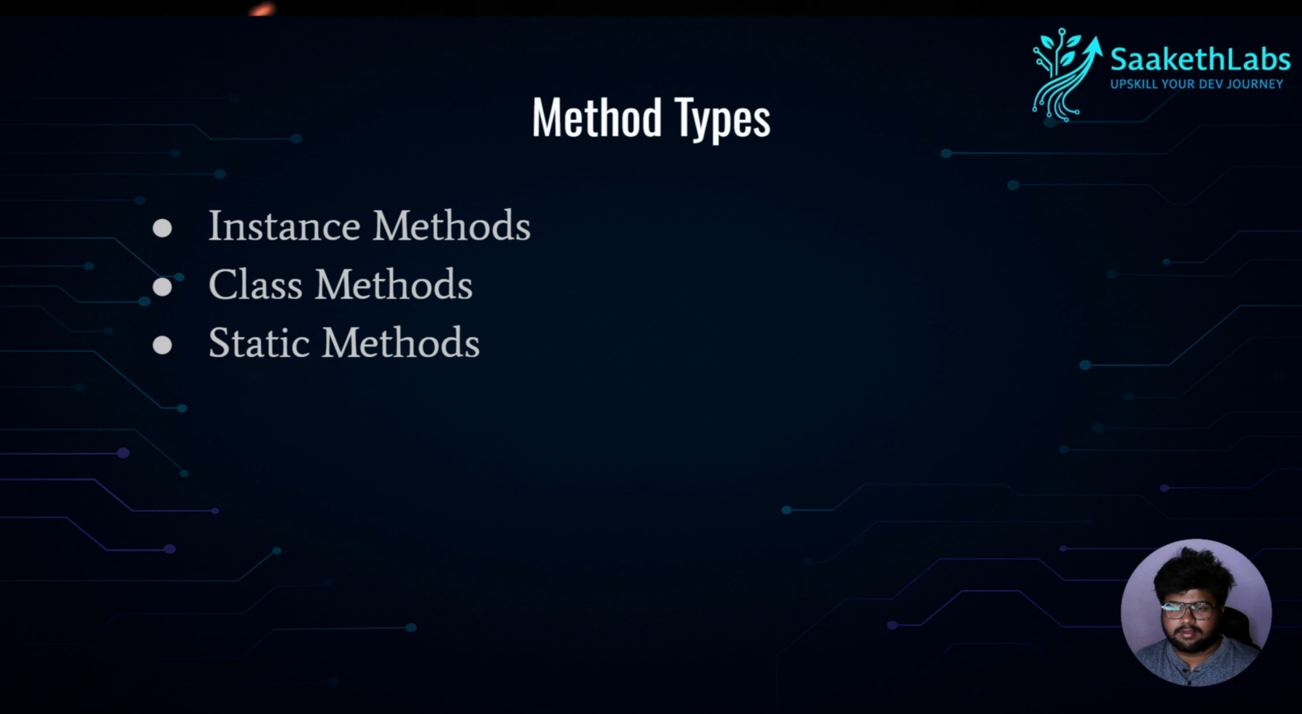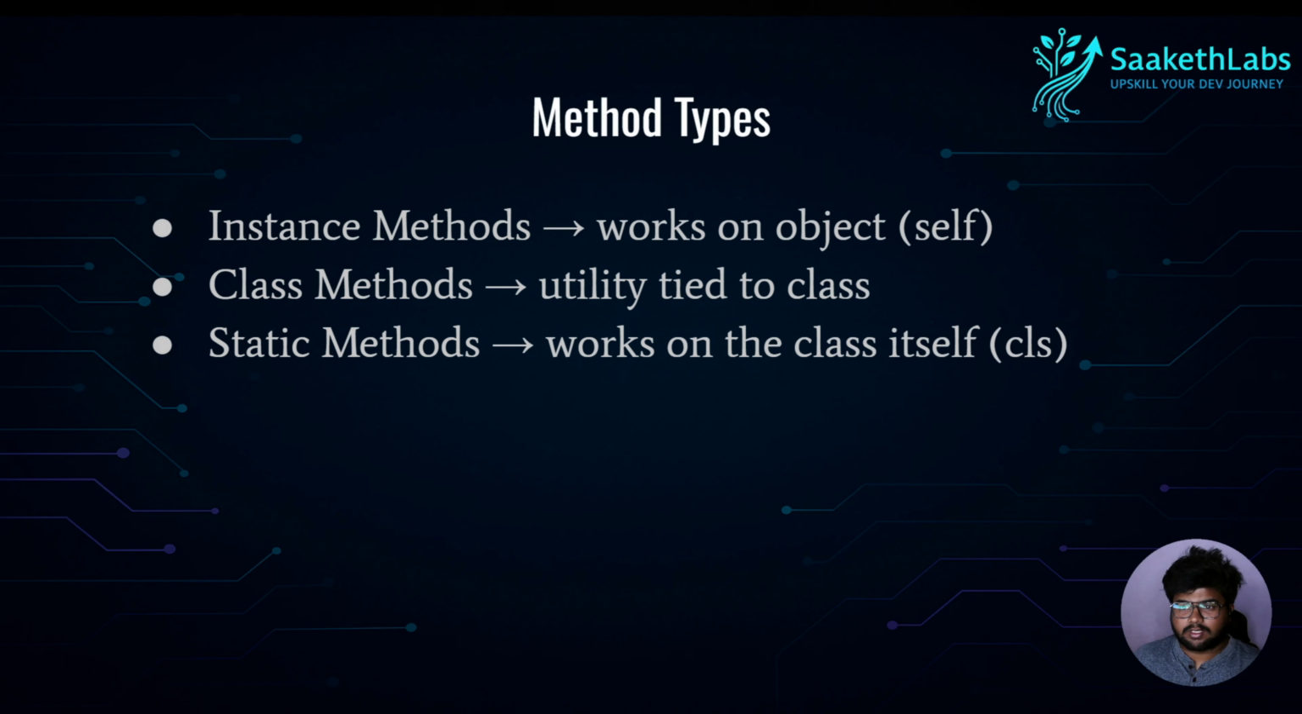In Python, methods inside a class can be of three types: instance methods, class methods, and static methods. So the key question you should ask when choosing which method to use is: does the method need instance state? Does it need class level state, or is it just logically grouped inside a class?